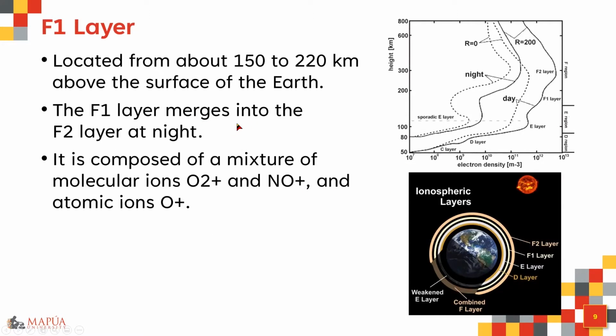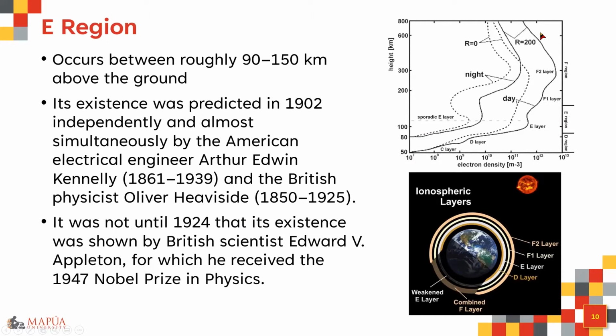The F1 region is located below the F2 region. It's located about 150 to 200 kilometers above the surface of the Earth. As I mentioned earlier, the F1 layer merges with the F2 layer, forming one single F layer in the nighttime. Mostly it is composed of molecular ions such as O2+ and NO+ and atomic ions O+. Below the F region is the E layer.